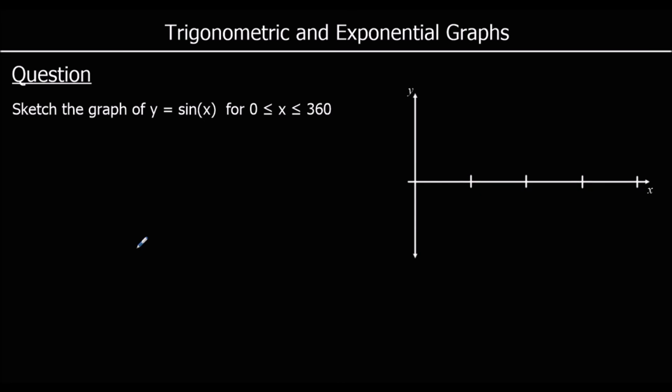And finally, sketch the graph of sine x for 0 to 360 degrees. So the biggest thing it can be is 1. The smallest is -1. And the graph of sine x starts at 0, goes up to 90, 1, back down to 180, 0, 270, -1, and 360, 0. So it looks like this.